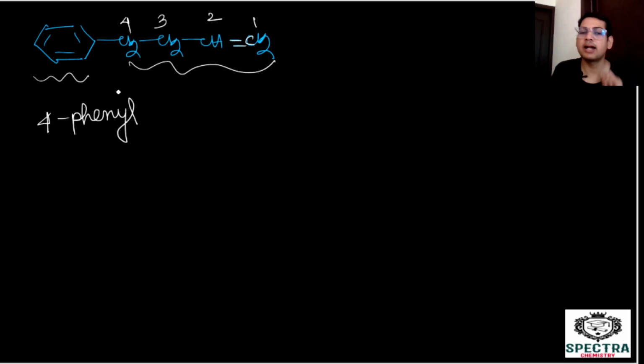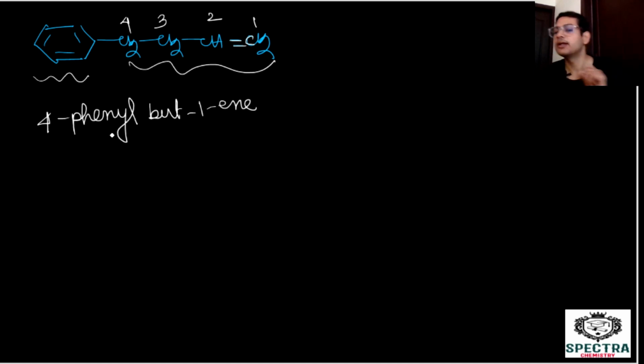Now sir, how many carbons? It is but-1-ene. Sir, I have to write buta, right? No, you don't have to write buta, because it is not a multiple bond. Here you see in this main chain, you are having only one double bond.